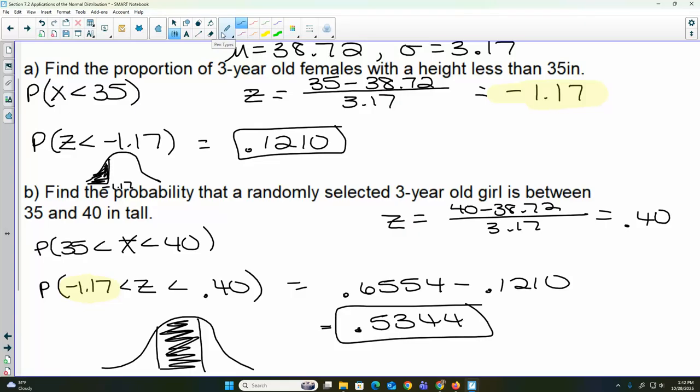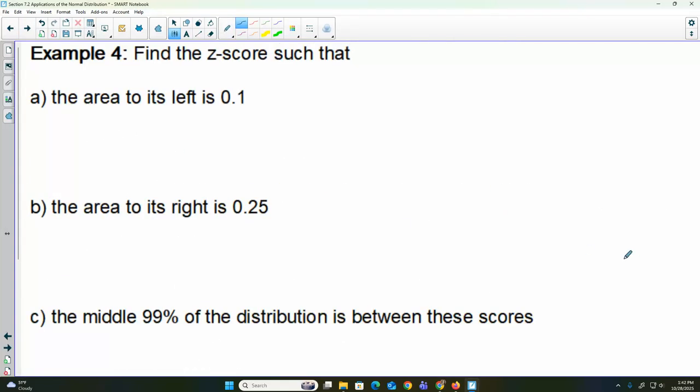Okay. I want you guys to take this question and read it and see if you can figure out what you might get. Right. I'm giving you the answer. I'm saying the area to the left is 0.1. If you draw a picture, it's saying this shaded area is 0.1. You have to find out what z is.